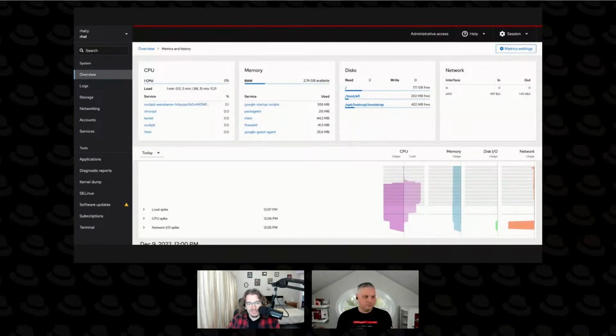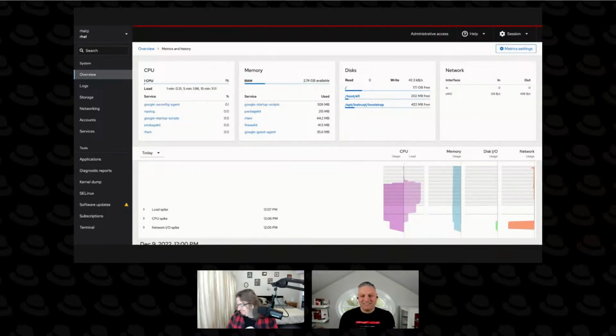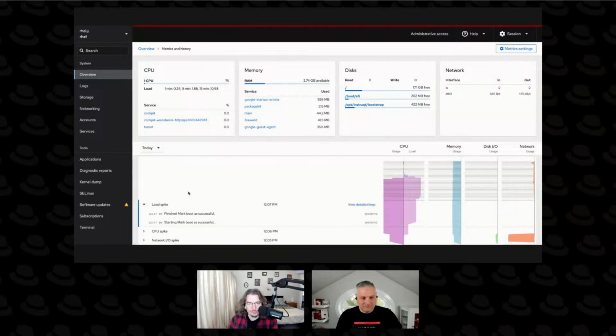And if you scroll down, you actually get a, is it not a burn down chart? You get a pretty graph that shows you the spikes in CPU or networking. In fact, there was a network spike a few seconds ago, and some CPU traffic that went with it.